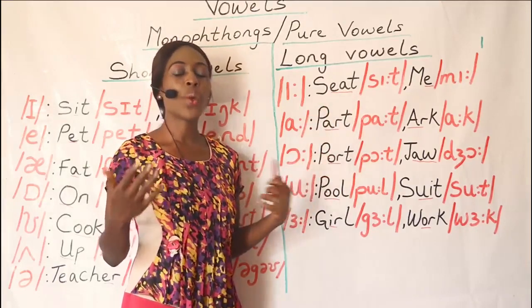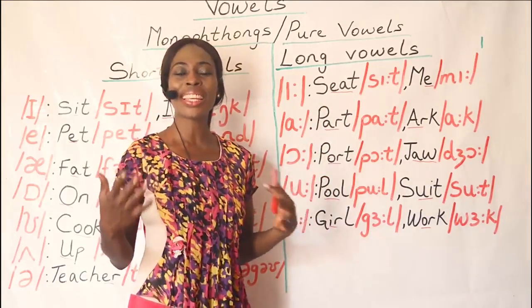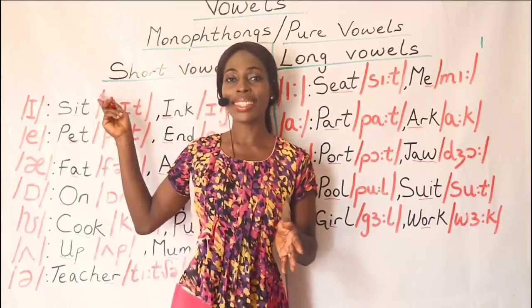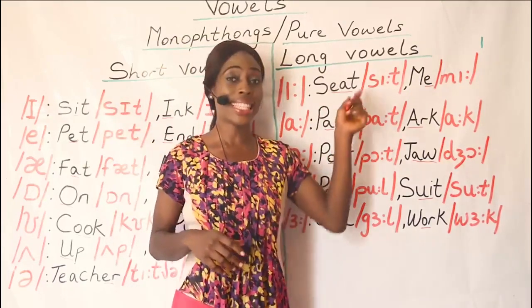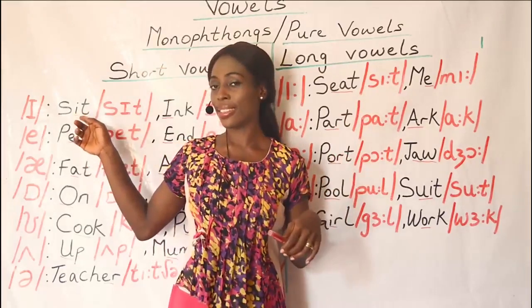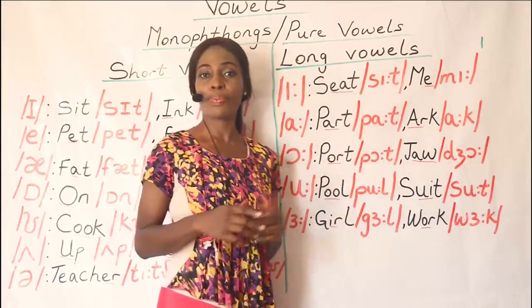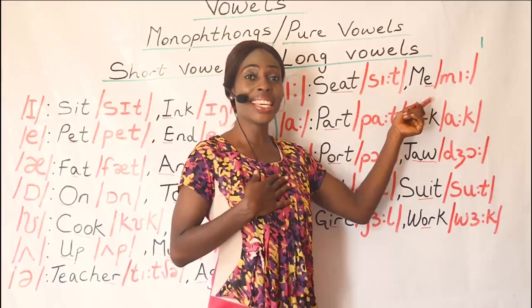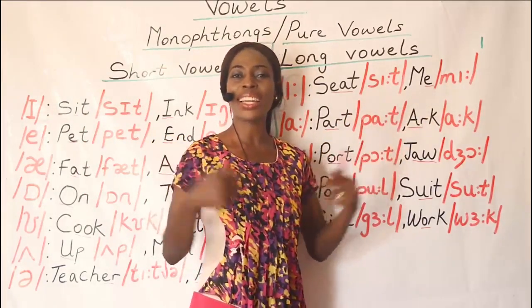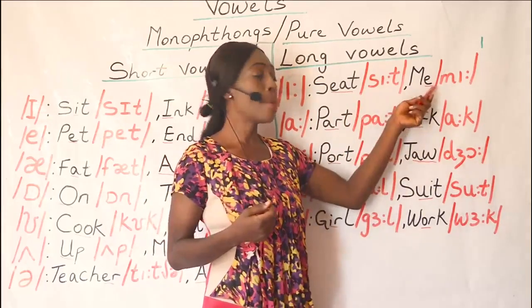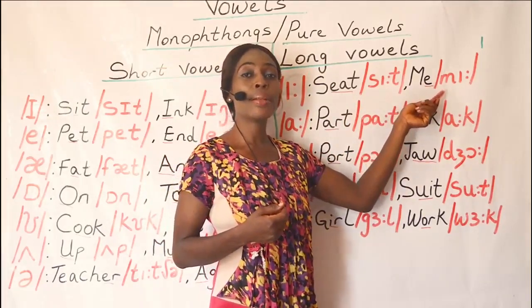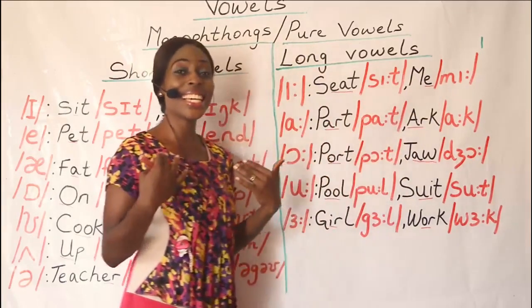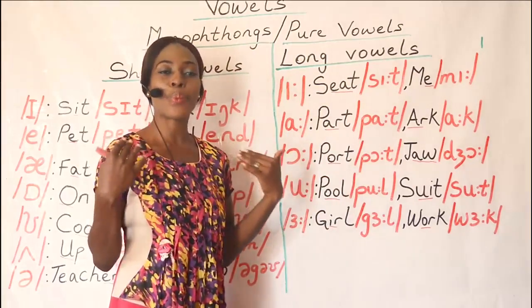Seeds. So when you're producing this sound, be conscious of the vowel. Don't say sit when you want to say seeds. I hope you're following. Then we also have it in me. You can hear the sound. It's dragging. It shows it's a long sound. Me. E. Your lips are spread.